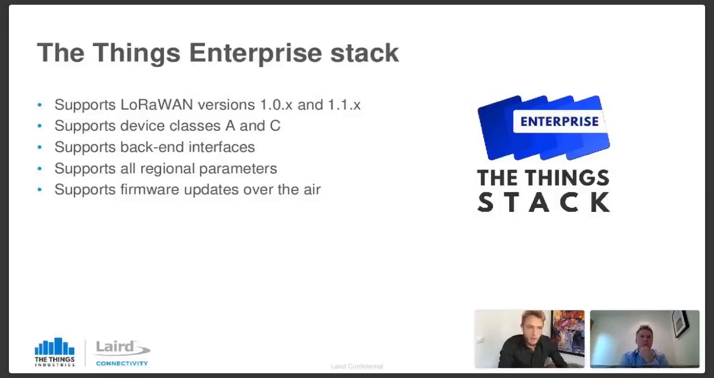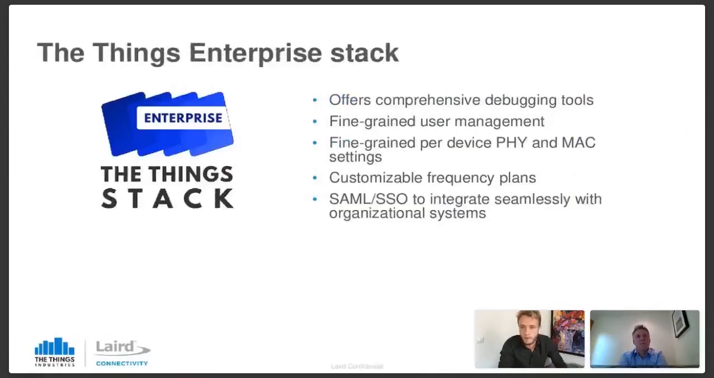For example, you can have a join server where you have your keys provisioned, but you can have on-site deployments of the network server and the application server. That means that all traffic remains local, because that only goes to the network server and application server, and only the join procedure would go through a join server. That level of control is something that we provide with our enterprise stack.